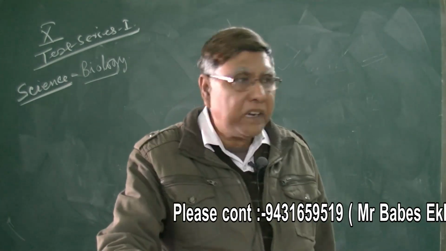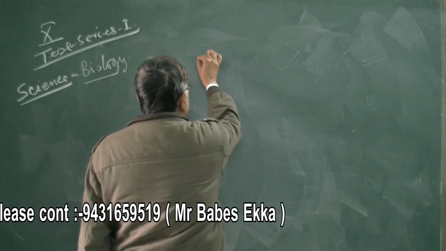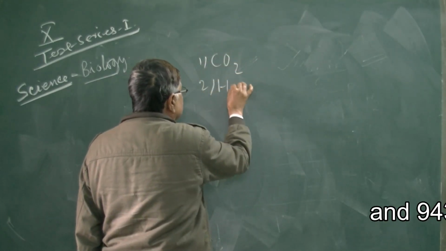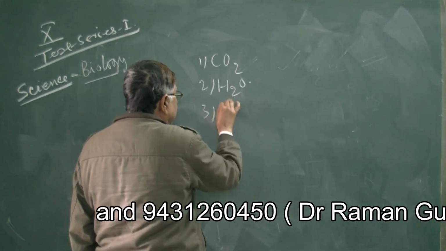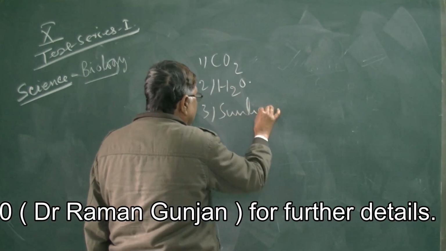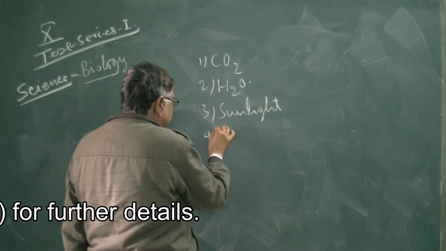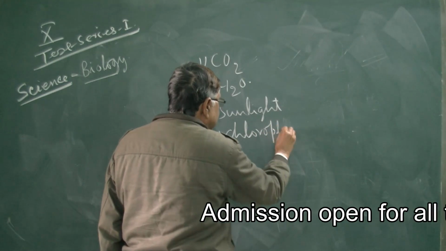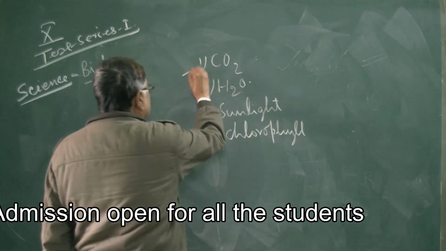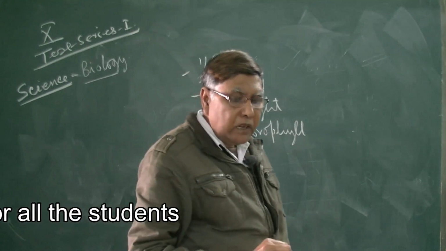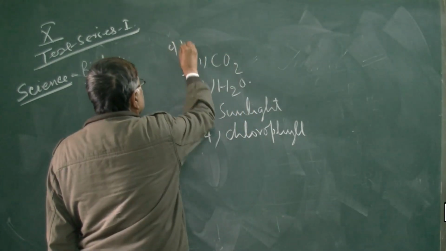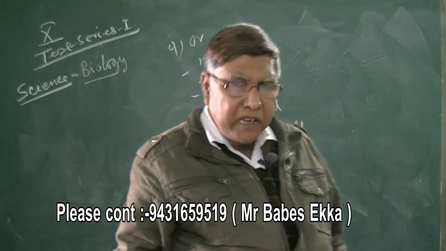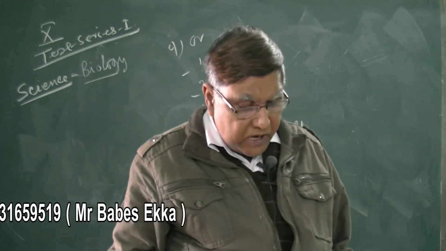Or, name the raw materials required for photosynthesis. There are 4 raw materials required for photosynthesis. These are CO2, H2O (water), sunlight, and chlorophyll. These are the raw materials essential for photosynthesis, but the most important are carbon dioxide and water. So if the students write carbon dioxide and water only, it will also be accepted.